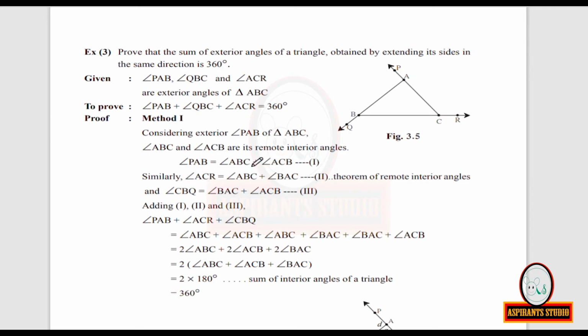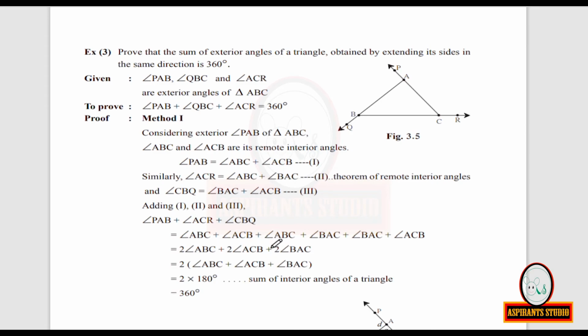So when you are adding this left hand side, then we have to add all the right hand sides also together. So we get measure of angle PAB plus measure of angle ACR plus measure of angle CBQ is equal to measure of angle ABC plus measure of angle ACB plus measure of angle ABC plus measure of angle BAC plus measure of angle BAC plus measure of angle ACB. Now, angle ABC, another angle ABC is there. So, 2 into measure of angle ABC. Then angle ACB plus another angle ACB is there. So, plus 2 into measure of angle ACB.